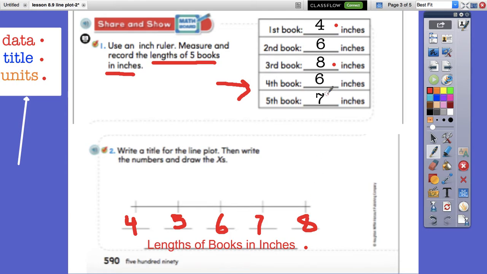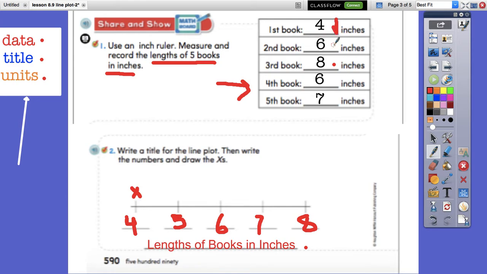Right, now I'm going to look at my information, my data again. So the first book we measured was 4 inches. I need to come down to the 4, and above the line, I need to put an X. That shows that we have one book that's 4 inches long. Go back here, make our check because we did that one.